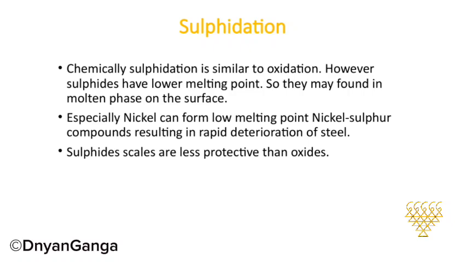Another critical point to remember is that sulfide scales are generally less protective than oxide scales. This makes the material more vulnerable to further corrosion and damage. So, when we think about sulfidation, it's essential to understand how these lower melting points and less protective scales contribute to the overall degradation of metals, especially in environments where sulfur compounds are prevalent.